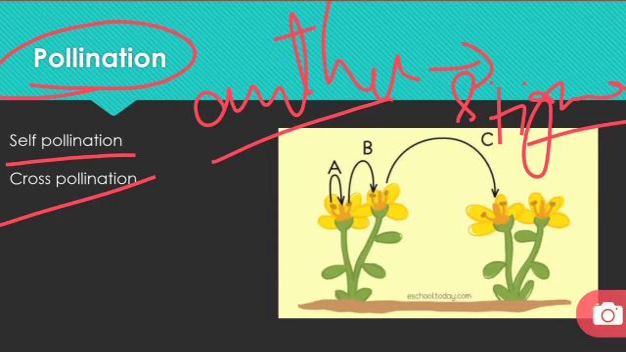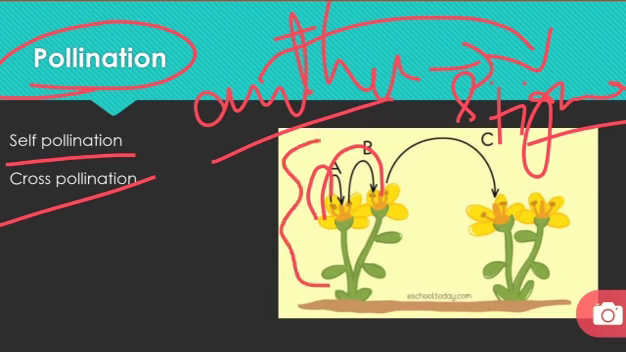What is the meaning of self-pollination? Transfer of pollen grains from anther to the stigma of the same flower or of different flower but of same plant. Okay, I repeat, self-pollination means movement of pollen grains from anther to stigma of the same flower or of different flower but of same plant. Now what is cross-pollination?